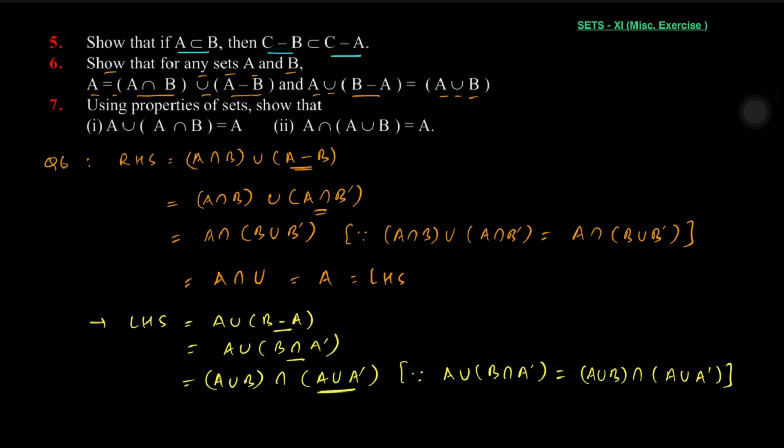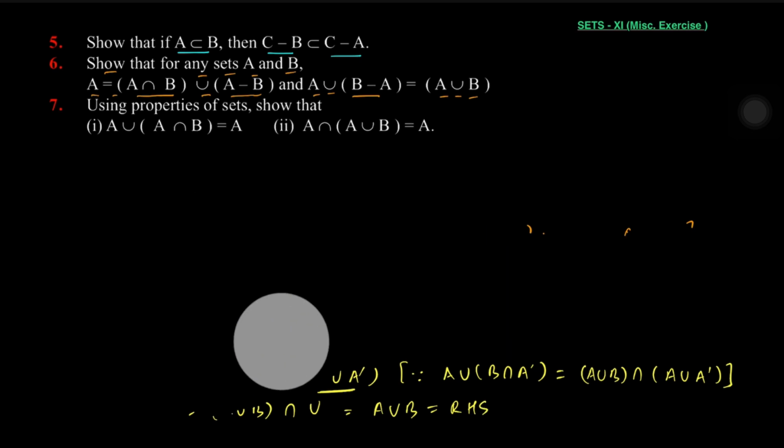Now this set, A union A complement, is equal to the universal set. Then this will be equal to (A union B) intersection the universal set, and this again will be equal to A union B, which is our right hand side.